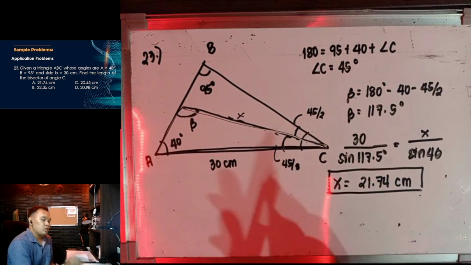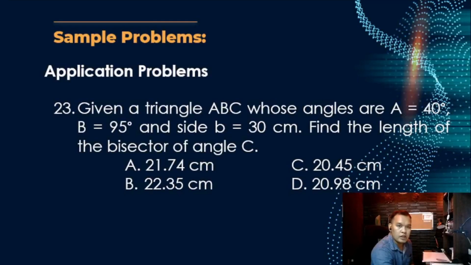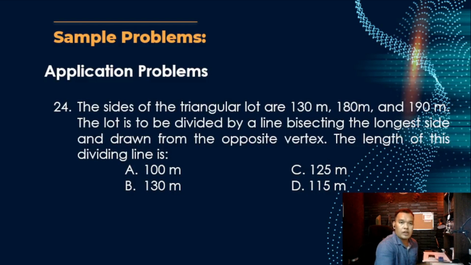Okay? So, check natin sa choices kung merong 21.74. Okay? So, we have here letter A, 21.74. Okay? So, let's proceed to problem number 24. The sides of the triangular lot are 130 meters, 180 meters, and 190 meters. The lot is to be divided by a line bisecting the longest side and drawn from the opposite vertex. The length of the dividing line is, okay.